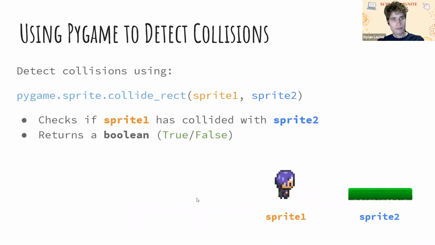So let's talk a bit about how this is actually done in Pygame. To detect collisions, we use this big long function here. It's pygame.sprite.collide_rect, and we give it two sprites that we want to check, and it's nice and simple. It returns true if sprite 1 collides with sprite 2, and false if they don't overlap with one another.